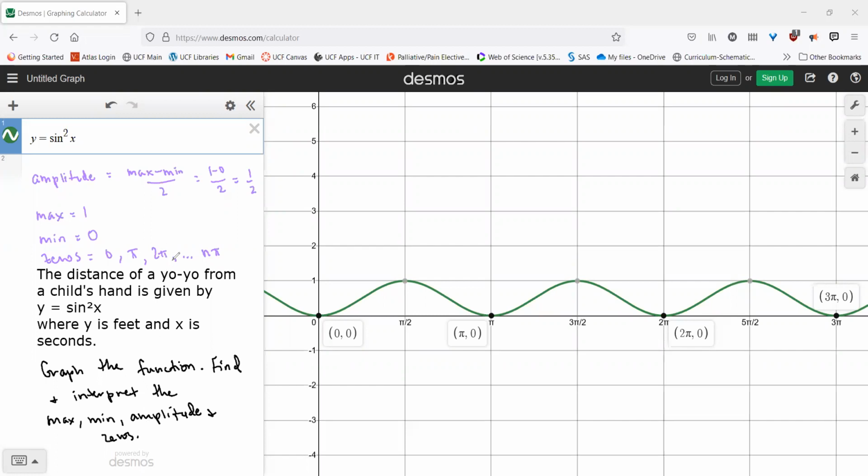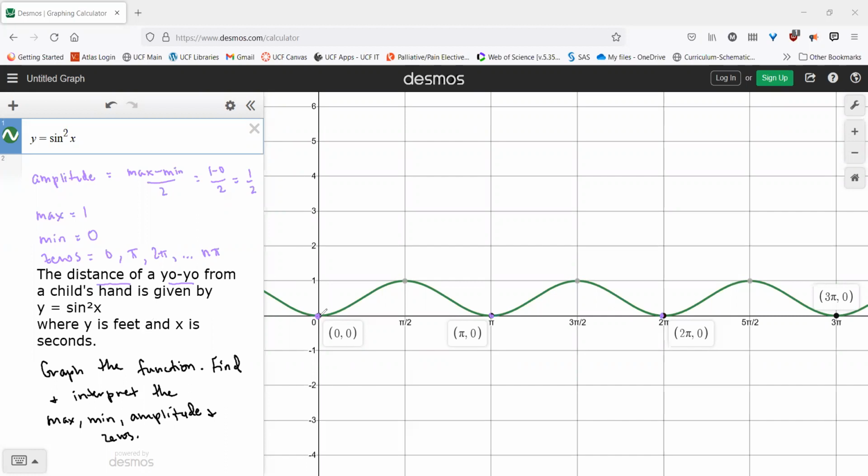All right, so let's see what these mean. Let's work our way backwards and start with the zeros. The zeros are here, here, and here. We want to interpret this, so let's think about what's happening. This is the distance of a yo-yo from a child's hand, where Y is in feet and X is in seconds.